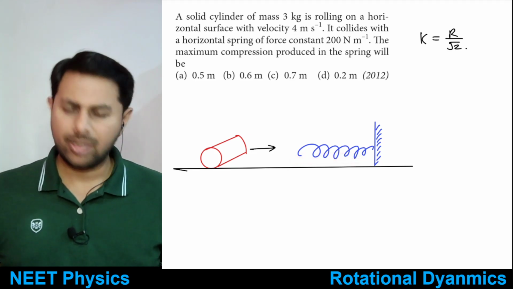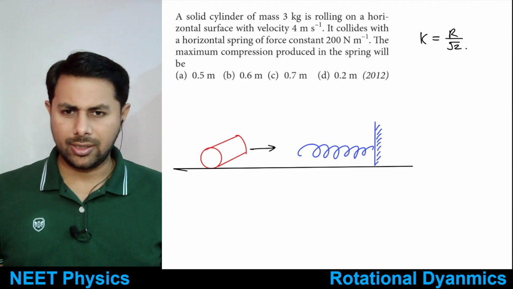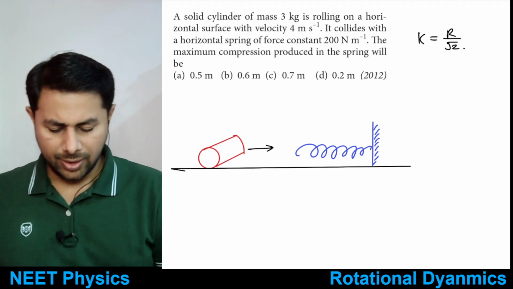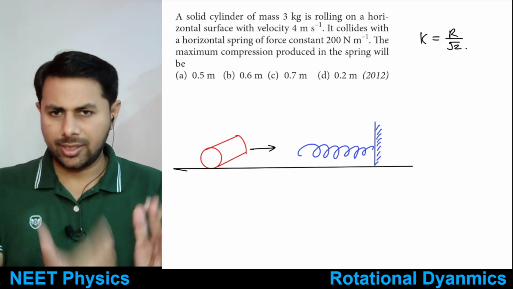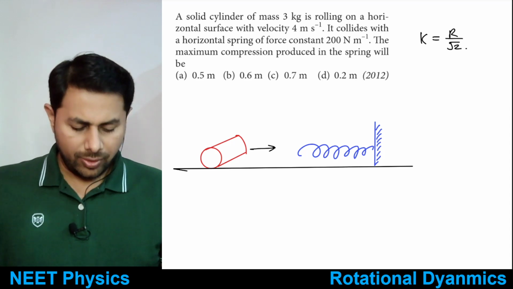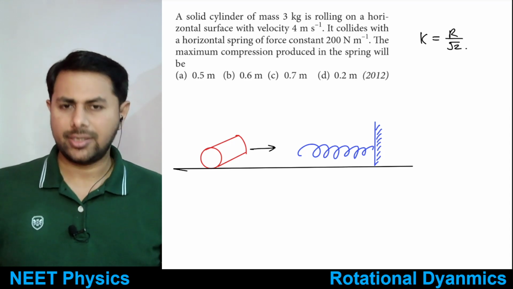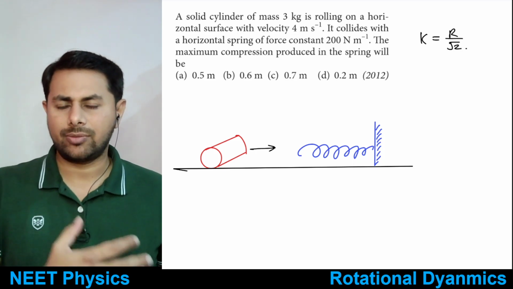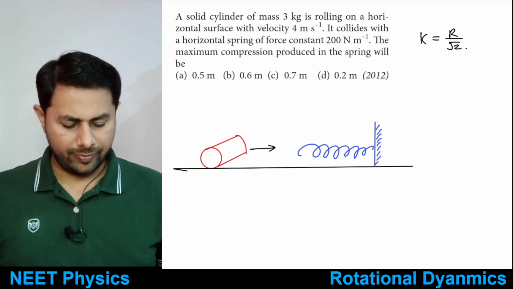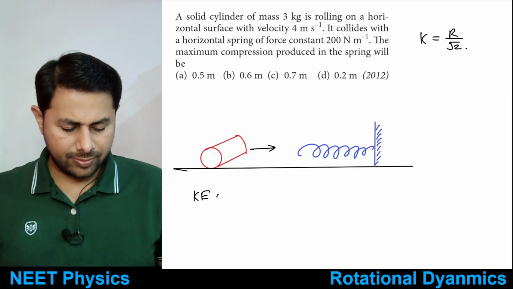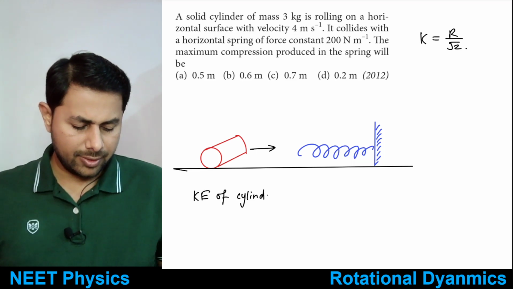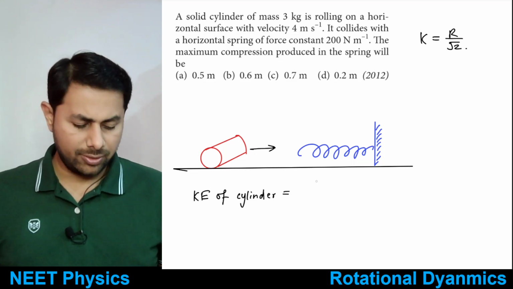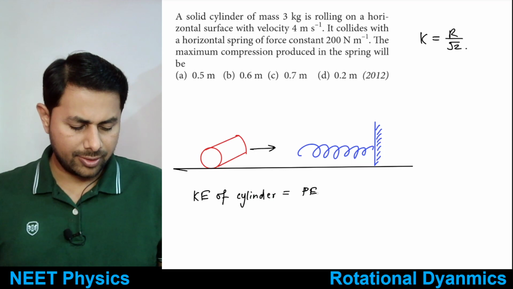So again, it's similar. We have seen problems like this in collision. What happens is the spring will be compressed till the time the whole kinetic energy of the cylinder gets converted to the potential energy of the spring, right? So KE of cylinder gets converted to potential energy of spring.